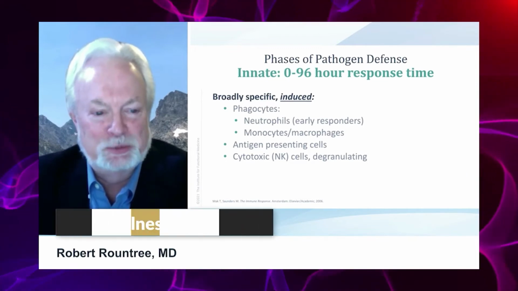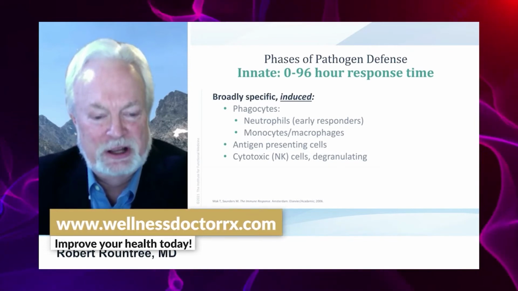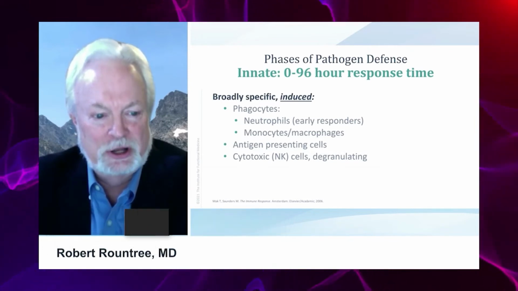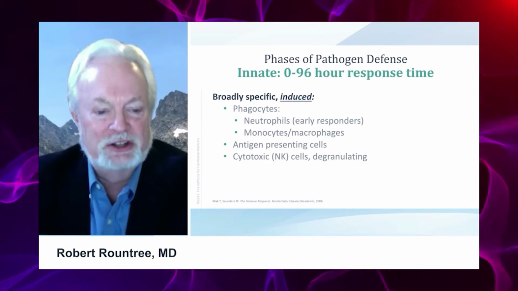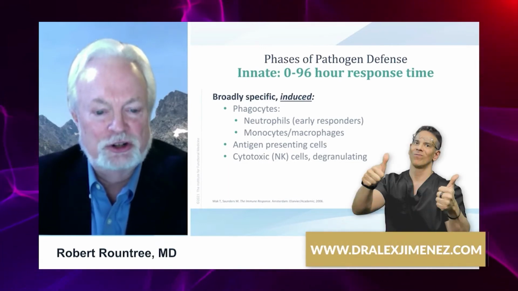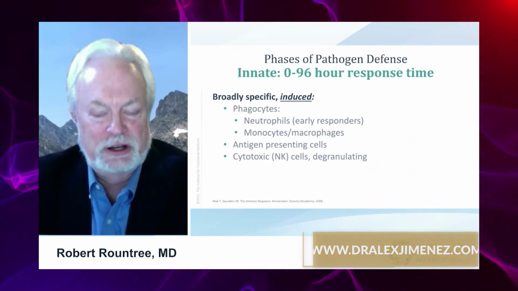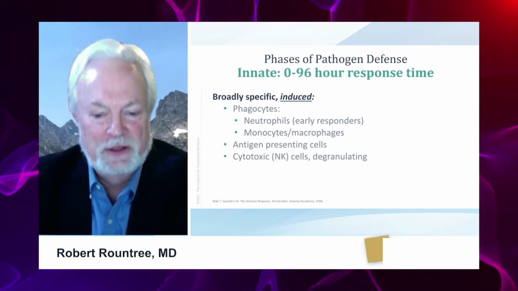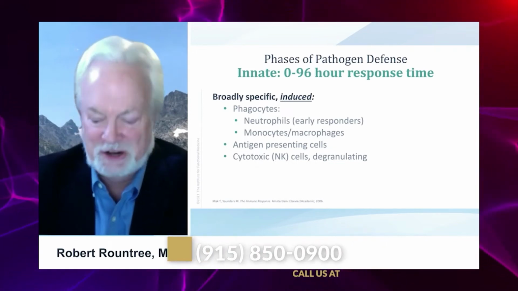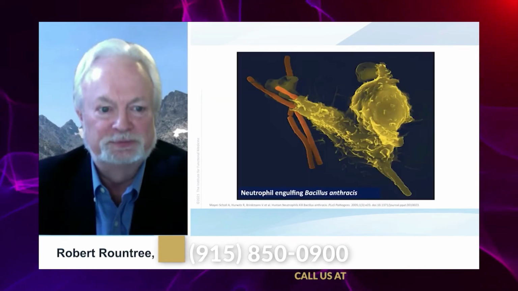Then we have antigen-presenting cells, which do include macrophages, but more specifically dendritic cells. And we'll talk about those in some detail. And cytotoxic cells, natural killer cells, which move into the site of injury and start degranulating. They release toxic chemicals that help damage infected cells, especially viral infected cells.